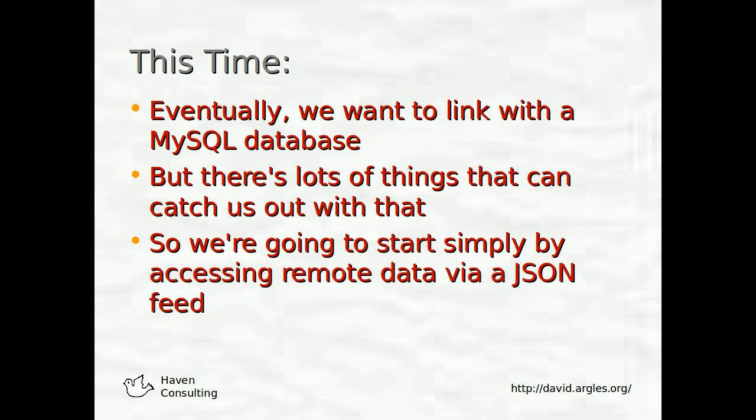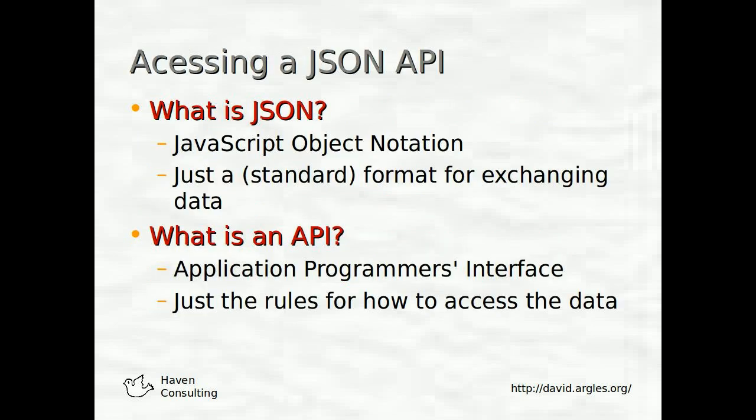What about this video, then? Well, eventually we want to be able to link with a MySQL database, but there's lots of things that can catch us out when we go down that route, so we're going to start simply by accessing remote data via a JSON data feed. So what is JSON? JSON stands for JavaScript Object Notation. We won't actually be using it in JavaScript, but it doesn't matter, it's just a standard format for exchanging data. What is an API? Well, it's an application programmer's interface, and it's just the rules for how we access the data.